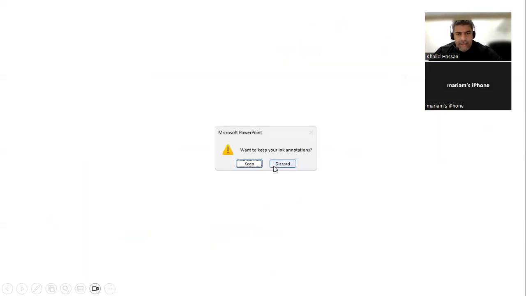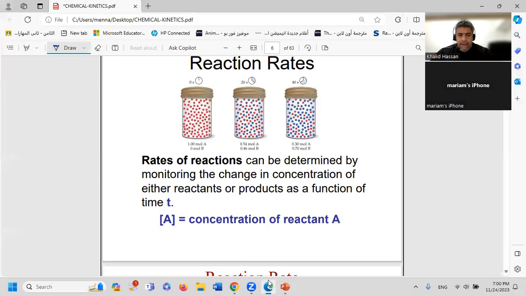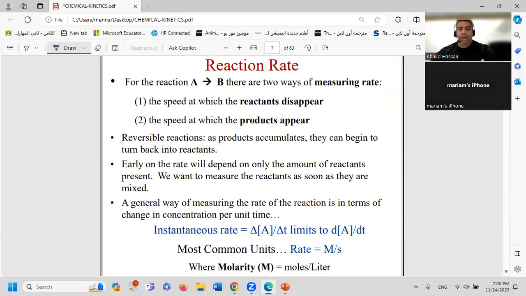Let's go back first. I think we're running out of time, so let's stop at a point here. For example, the rate of reaction can be determined by monitoring the change in concentration of either reactants or products as a function of time. We explained this in detail. As a function of time, meaning during this period of time. So the change in concentration will give you this symbol. All of this is already there. Everything coming we finished before time ends.